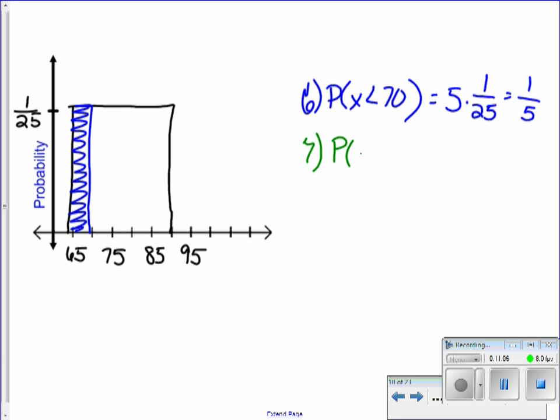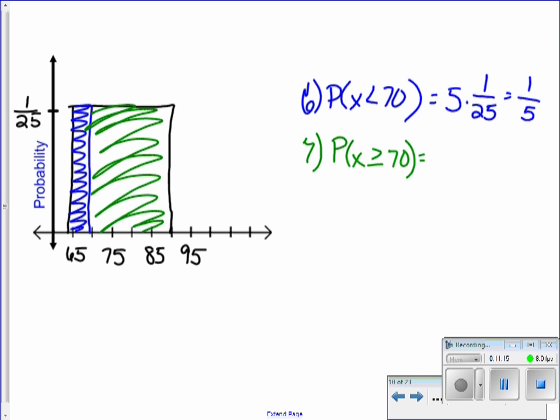Number 7. We want at least 70. But of course, 70 or more, which is the rest of our graph, honestly. So you can do this actually one of 2 ways. You can obviously look at it as we have been doing and say, okay, that's 20 wide times 1/25. That gives me 4 out of 5. Or you can say, hey, look, this is the other half of my total graph. So if I do 1 minus my 1/5, it gives me my 4/5, because that's essentially the complement of what we did in number 6.